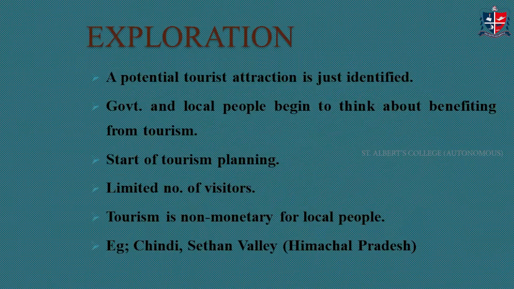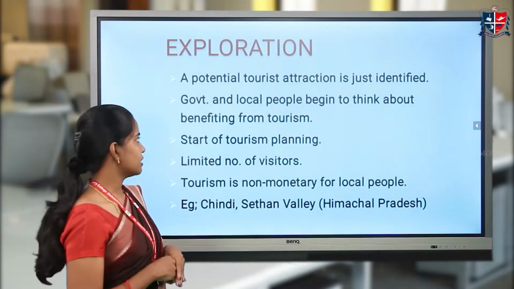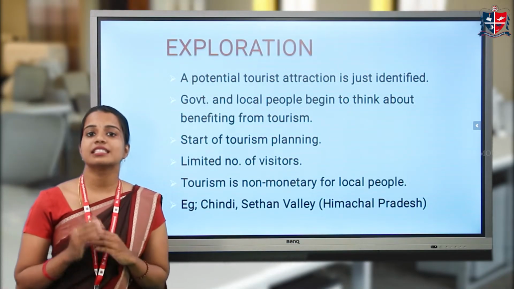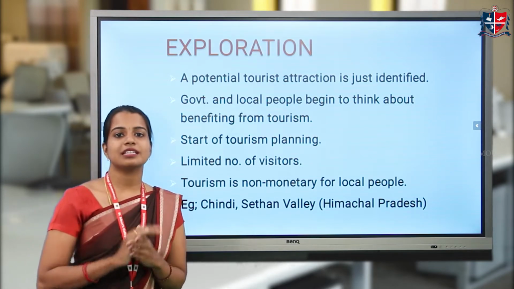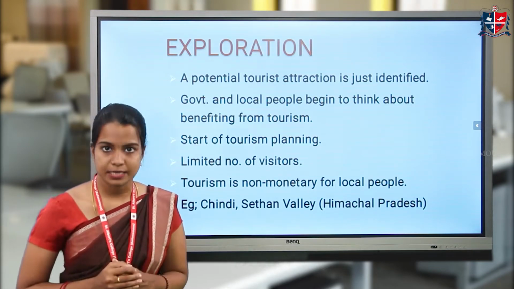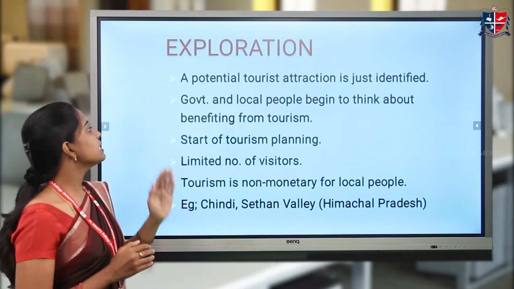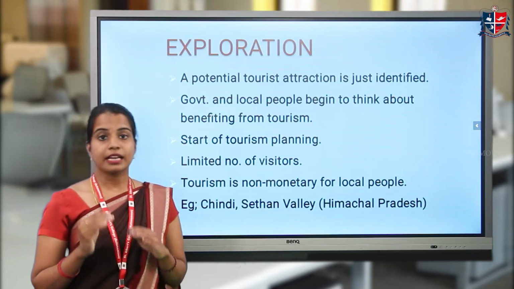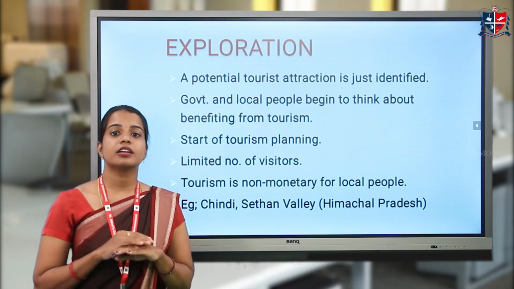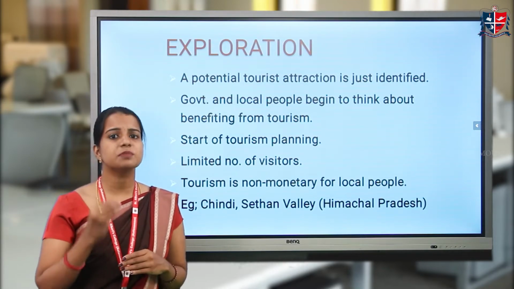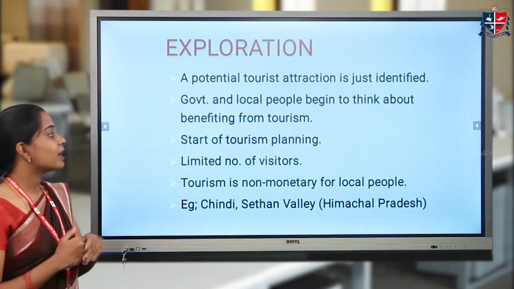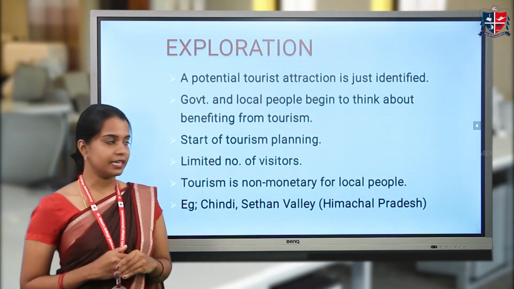So this is the first stage in Butler's tourism area life cycle model, that is exploration. In the exploration stage, a new tourist attraction is just identified and the government and local people begin to think about benefiting from tourism. Currently, they are not benefiting from tourism. They just begin to think about benefiting from tourism activities. And this marks the start of tourism planning.